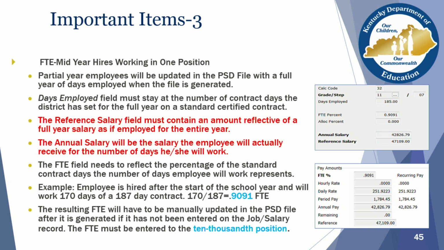So looking at the next bullet, an example: an employee is hired after the start of the school year and will work 170 days of the 187 days contracted. You simply divide the 170 by 187 and you get the 0.9091 FTE that you actually see in the fields. The resulting FTE will have to be manually updated in the PSD file after it is generated if it has not been entered on the job salary record. The FTE must be entered to the 10,000th position, as you can see, the 0.9091.